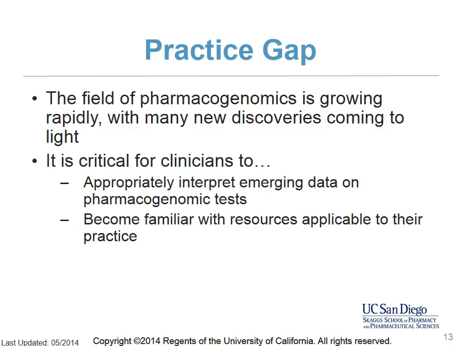The field of pharmacogenomics is growing rapidly, with many new discoveries coming to light. It is critical for clinicians to appropriately interpret emerging data on pharmacogenomic tests and to become familiar with resources applicable to their practice.